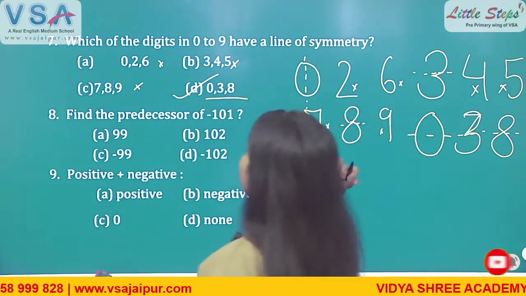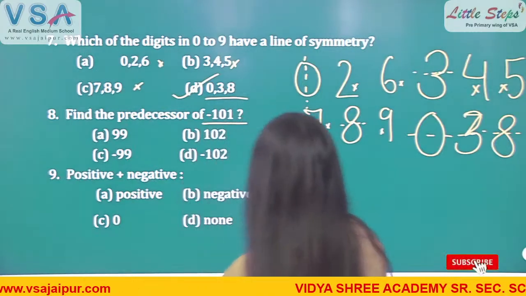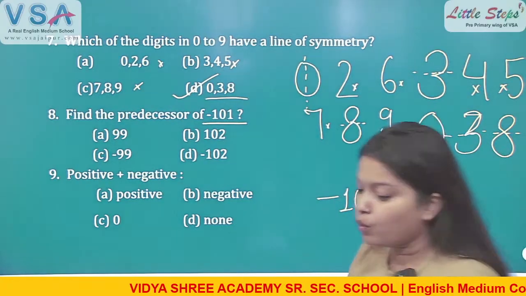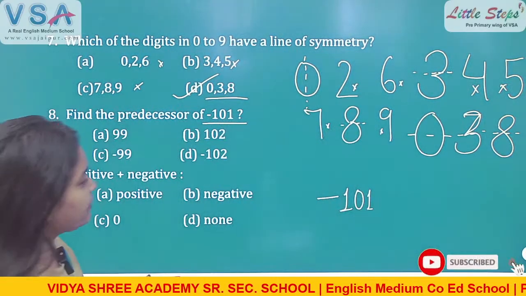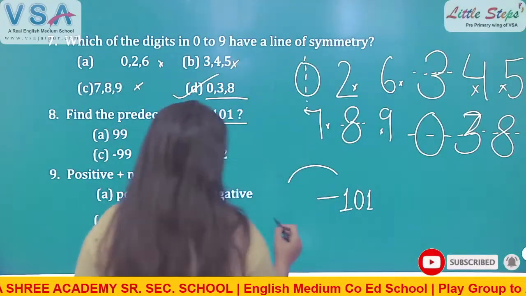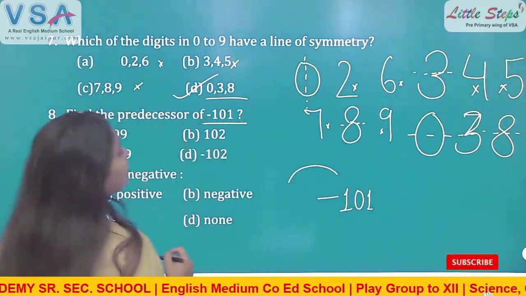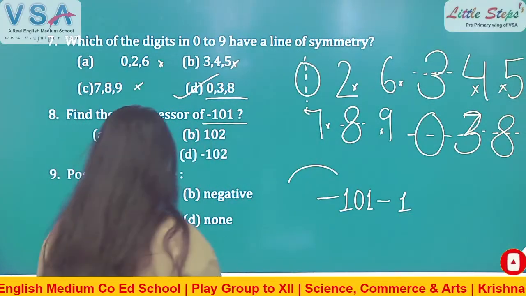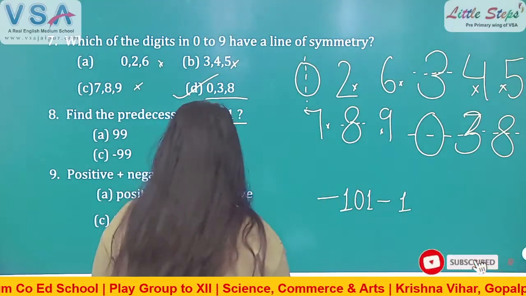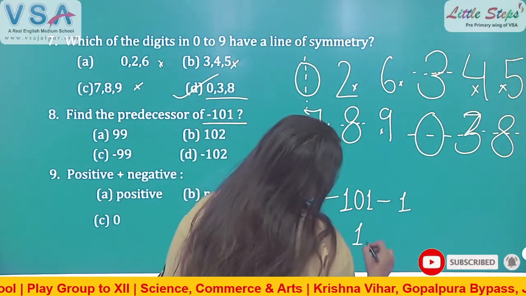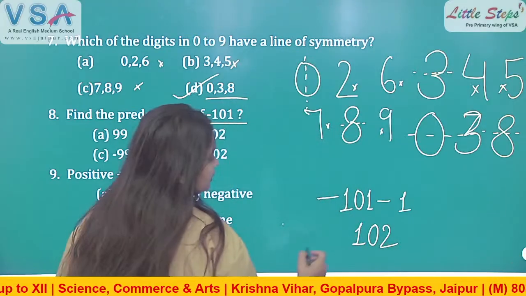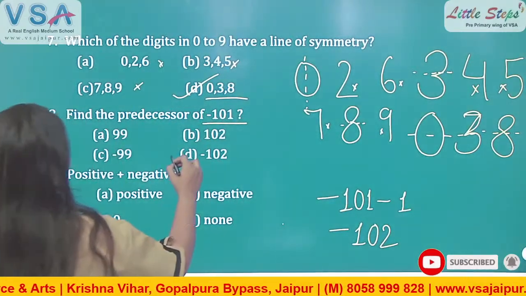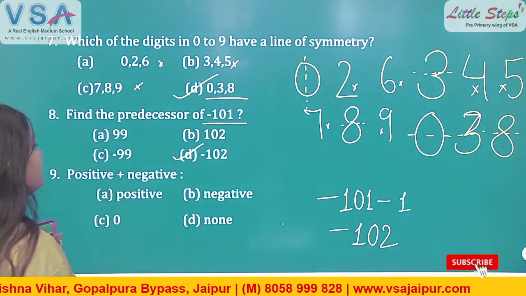Eighth MCQ, find the predecessor of minus 101. As you all know, we have to find the predecessor of minus 101. What is a predecessor? The beginning value, or the pre-value that will come. So in a predecessor we have to subtract 1 from the number. Minus minus will become plus, and we have 102, with a minus sign also. Then we have the correct answer, minus 102, option number D.